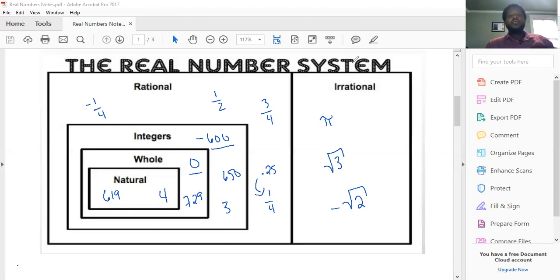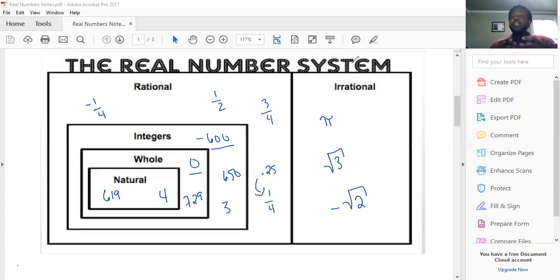Okay, so those are your examples that you would need to think about when you're thinking about the real number system. All right, so your real number system really divides numbers into being rational or irrational. Rational meaning they can be written as a fraction, essentially, right? That's what you have to think about. And then we have different definitions of rational numbers. Rational numbers include integers, whole numbers, and natural numbers.